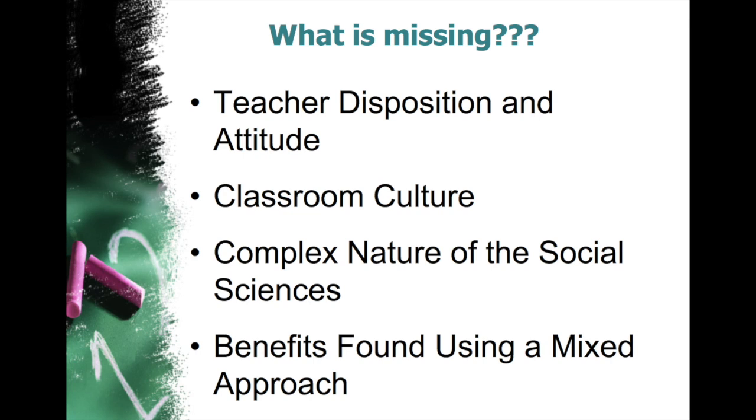So now that we have a shared vocabulary, we understand what classes we're talking about, we understand the different types of teaching that we can do, we have to ask ourselves what's missing in this research. Well, the first thing that I see missing is the teacher disposition and attitude. Now, this plays a lot into the research that I did because a lot of these research methods just looked at what type of teaching was happening. Are they using a lecture? Are they using group work? They weren't really looking at the teacher themselves.